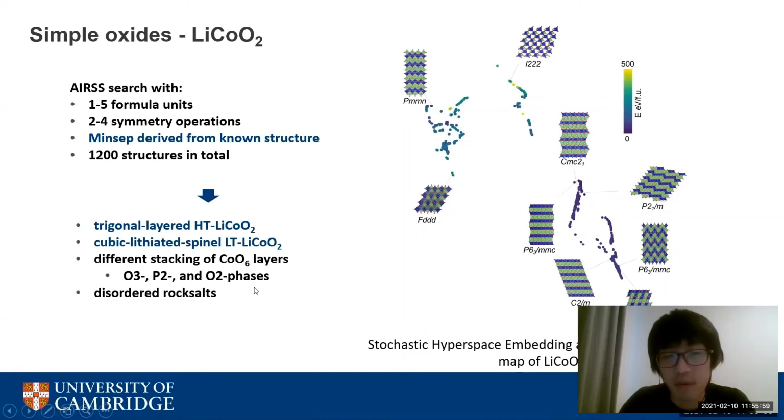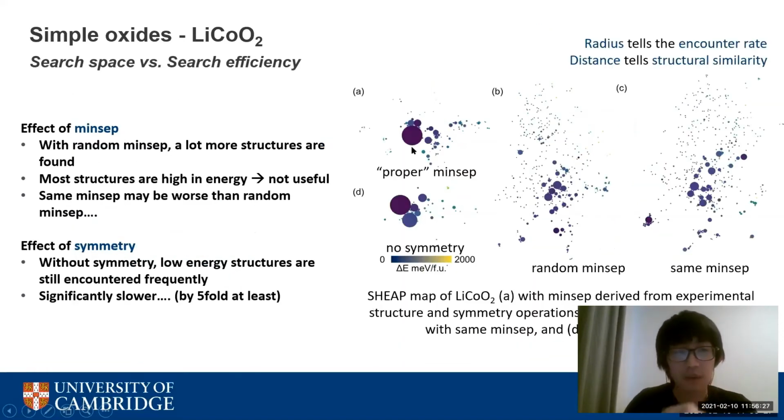Apart from that, we were also able to get disordered rock salts. For this kind of material, the coordination of lithium and cobalt are all 6-coordinated by oxygen, but they are arranged like a rock salt, but kind of distorted, like this one, all of them except this one. These two, the I222 and FDDD, are the disordered rock salts. So basically, as I mentioned, we were able to find these low energy polymorphs of lithium cobalt oxide using AIRSS.